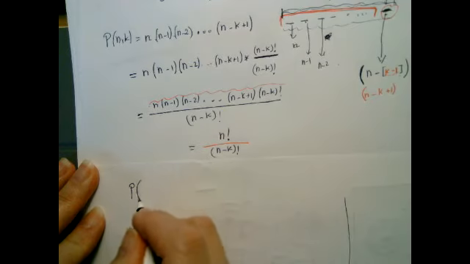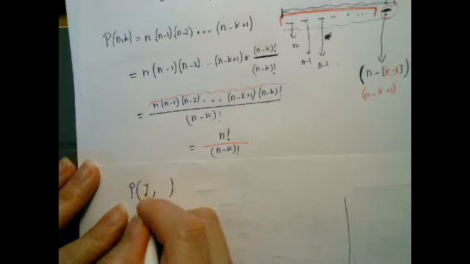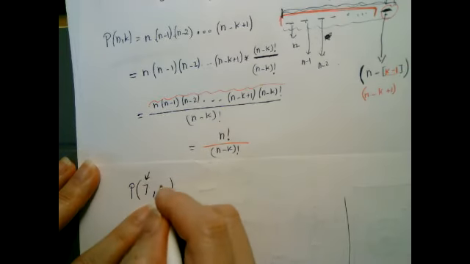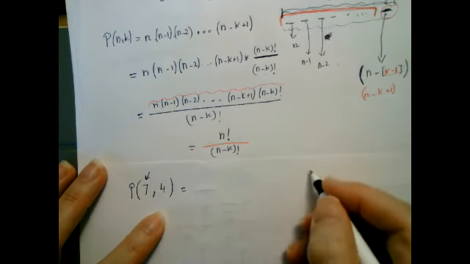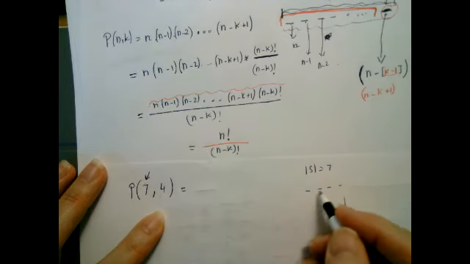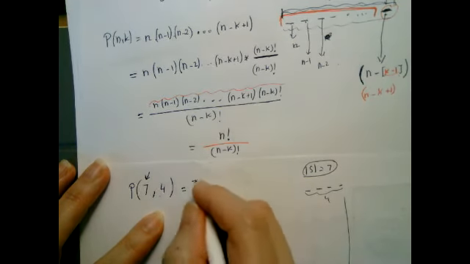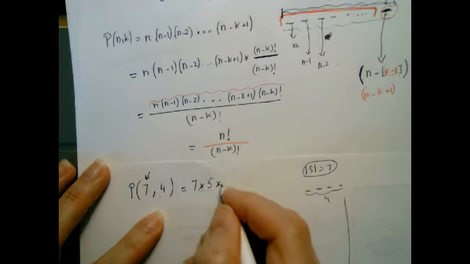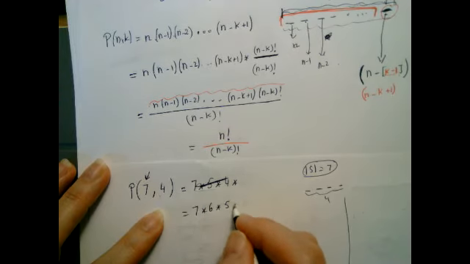So I'll take numbers. Suppose I ask you, what is P(7,4), for example? Let us understand it. It means I have a set of cardinality 7, and I want to make a list of length 4. How many of them are there? So the multiplication rule tells me it's 7 times 6 times 5 times 4.